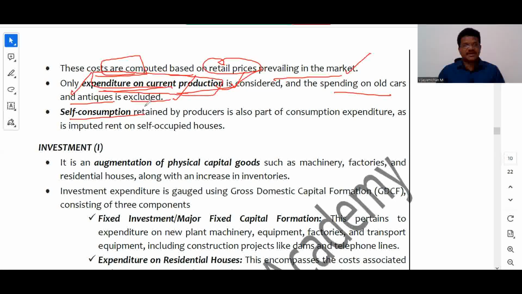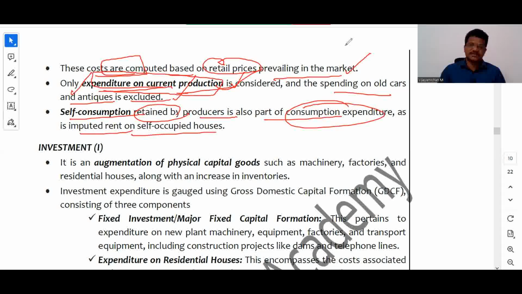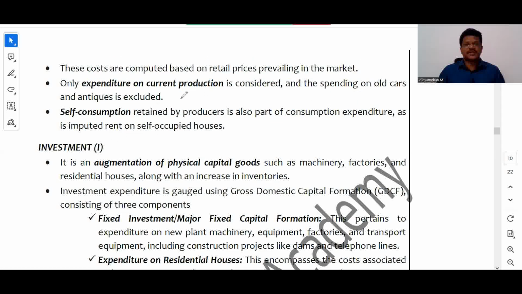Self consumption retained by the producers is also part of the consumption expenditure, as is imputed rent on self occupied houses. Same thing, imputed rent, imputed interest, అండ్ సెల్ఫ్ కన్సంప్షన్ పర్పస్ ఎవరైనా ప్రొడ్యూసర్స్ వాళ్ళ దగ్గర రిటైన్ చేసుకుంటే దాన్ని కూడా ఇంక్లూడ్ చేయాల్సిన అవసరం ఉంటుంది అనమాట, రైట్.